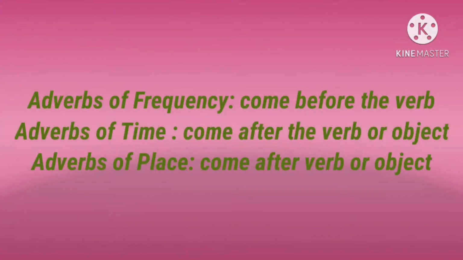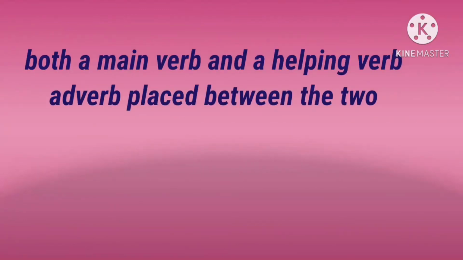First, an adverb of frequency comes before the verb. An adverb of time comes after the verb or after the object. An adverb of place comes after the verb or after the object. Fourth one, if a sentence has both a main verb and a helping verb.